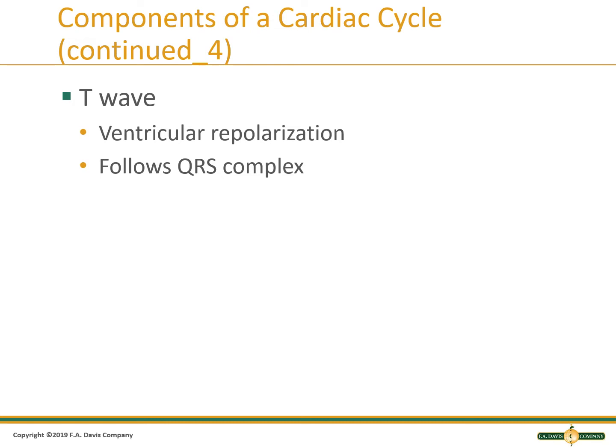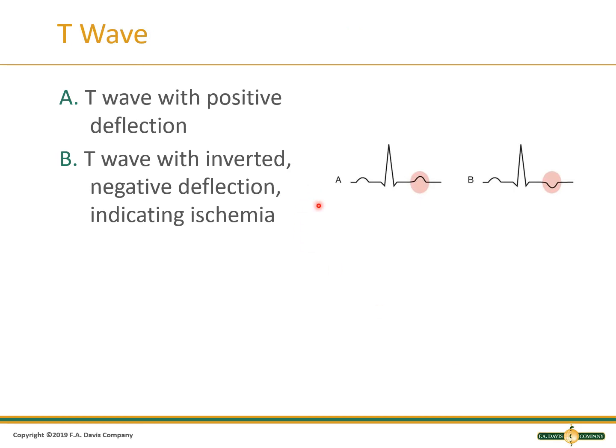In most leads, the T wave is a positive or upward deflection. It follows the QRS complex as the depolarization must occur before repolarization. The T wave ends when it returns to the isoelectric line. An inverted T wave can indicate cardiac ischemia. In this figure, you can see a T wave with a positive deflection, that is, it's upward, and a T wave with negative or inverted deflection, indicating ischemia.